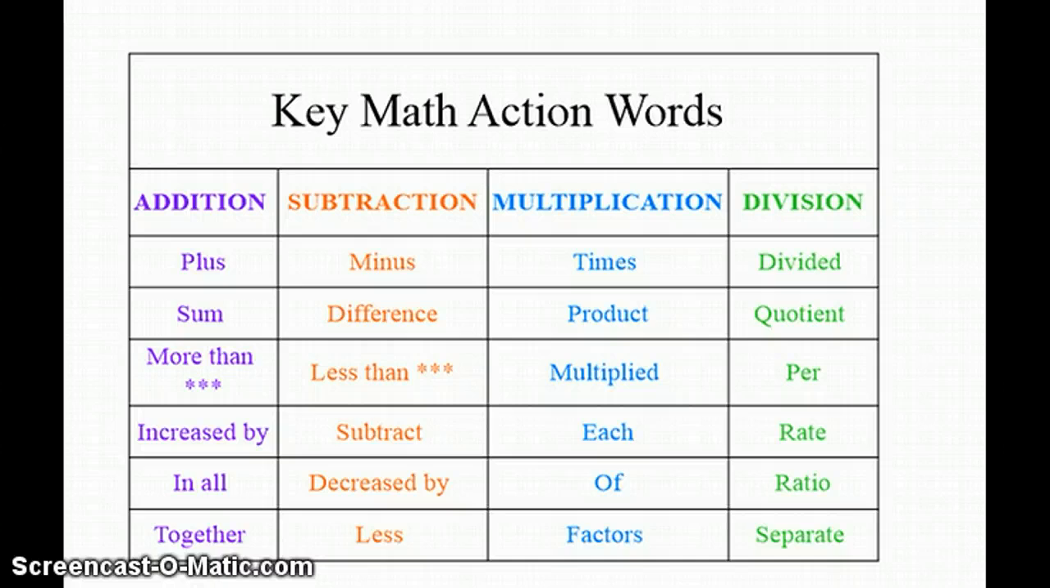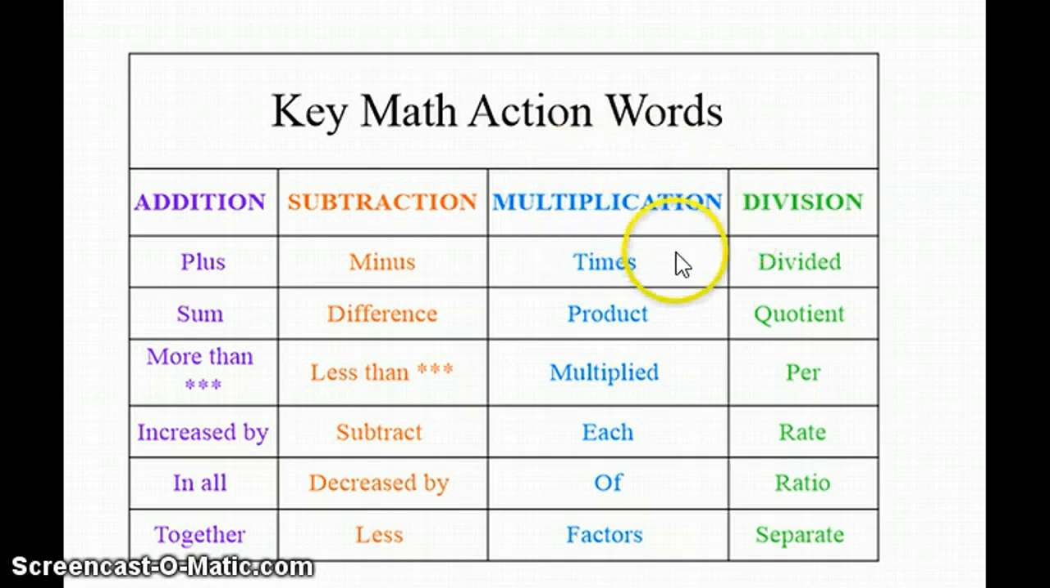Before we start going from verbal to algebraic, we're going to have to look at math key action words. So for addition, things that generally mean addition are plus, sum, more than, take note of that, stars, that means something, we'll go over it later, increased by, in all, and together. Some for subtraction are minus, difference, less than, again take notice of the stars, subtract, decrease by, or less.